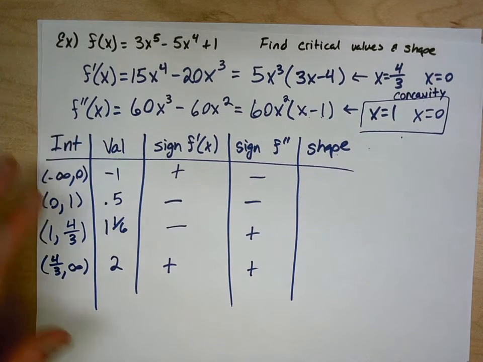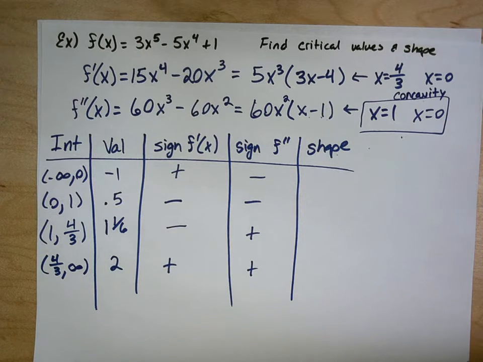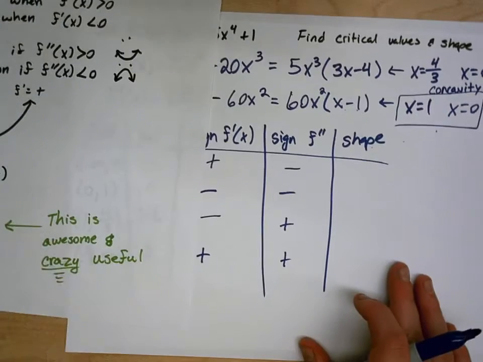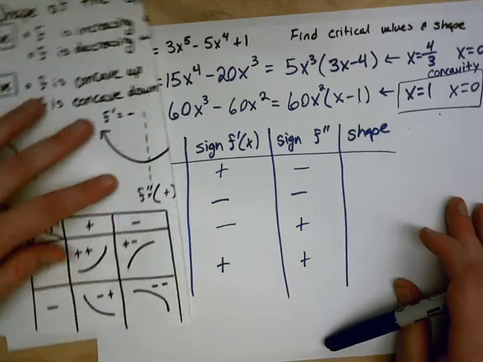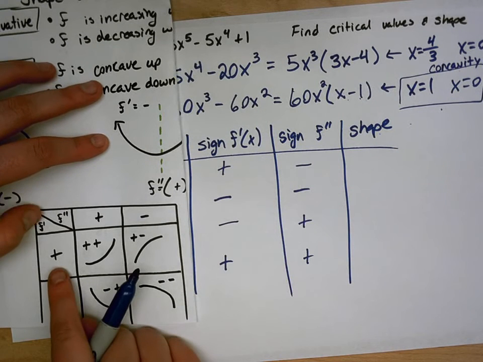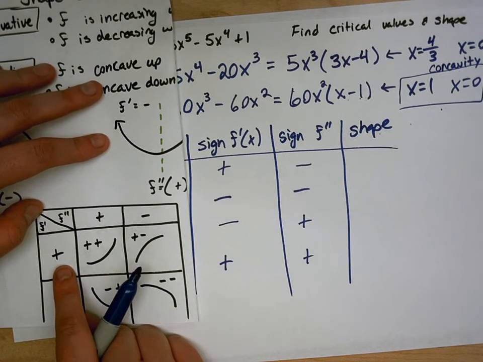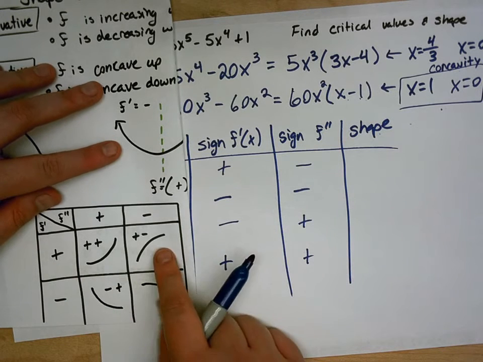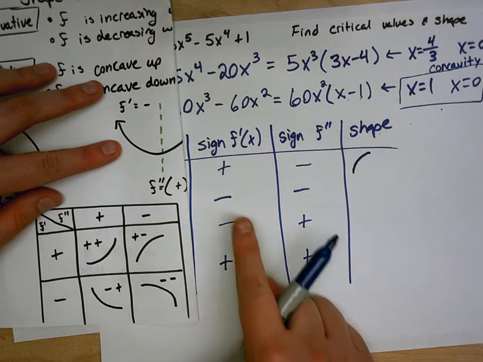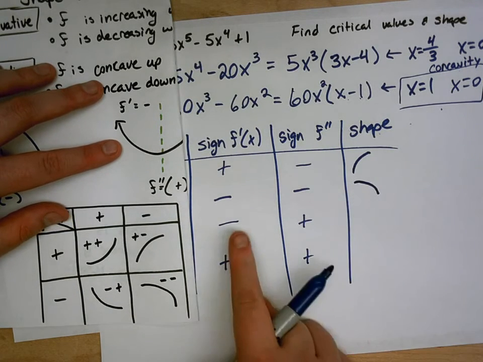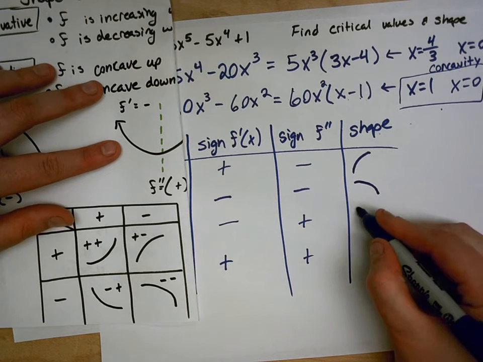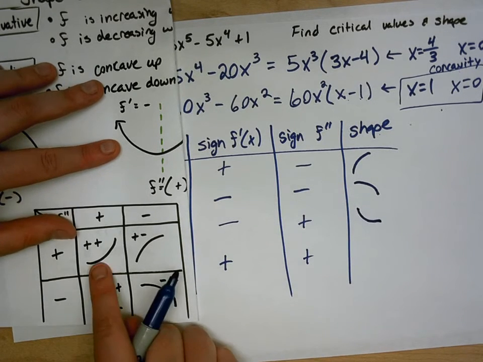All right, so if you pull out the table that we just had, it's right here. So if I have that my first derivative is positive and my second derivative is negative, I'm going to have this shape. If I have negative and negative, then I'll have this shape. If I have a negative and then a positive, I'll have this shape. And if I have both positive, I will have this shape.